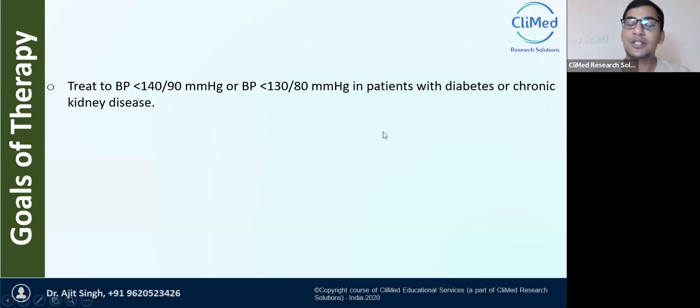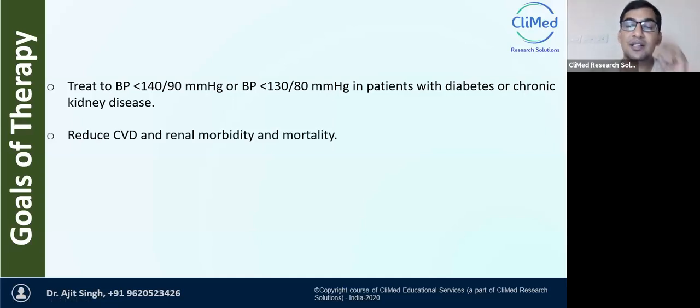Okay, so we should take the target of 130 by 80 mmHg, right? And it should always be focused that the patients who have hypertension are at the higher risk of cardiovascular problems. They are at the higher risk of cardiovascular diseases, right? So we should keep always in our mind that we have to treat hypertension in such patients who have the higher score or higher probability of getting CVD.